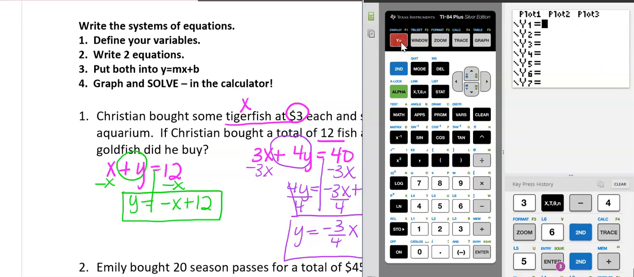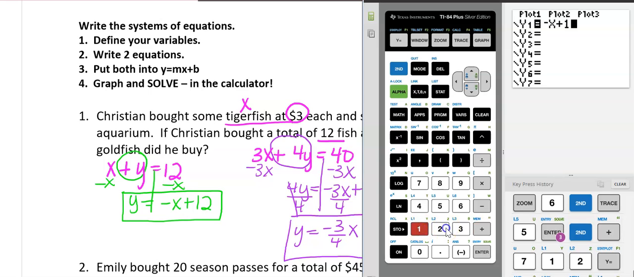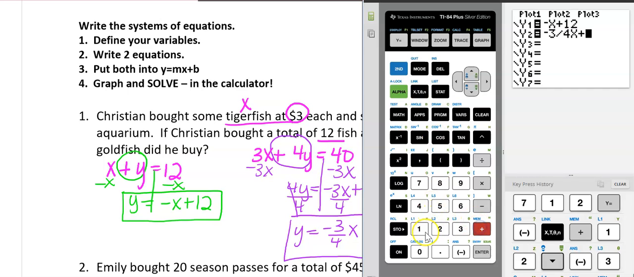Clear your calculator first. I'm going to go to y equals and I'm going to enter both equations. Negative x plus 12. And then my second equation was negative. Make sure you're entering the negative sign and not the minus sign. Negative 3/4x. To do your fraction, you enter the division symbol. Plus 10. And there's my two equations.